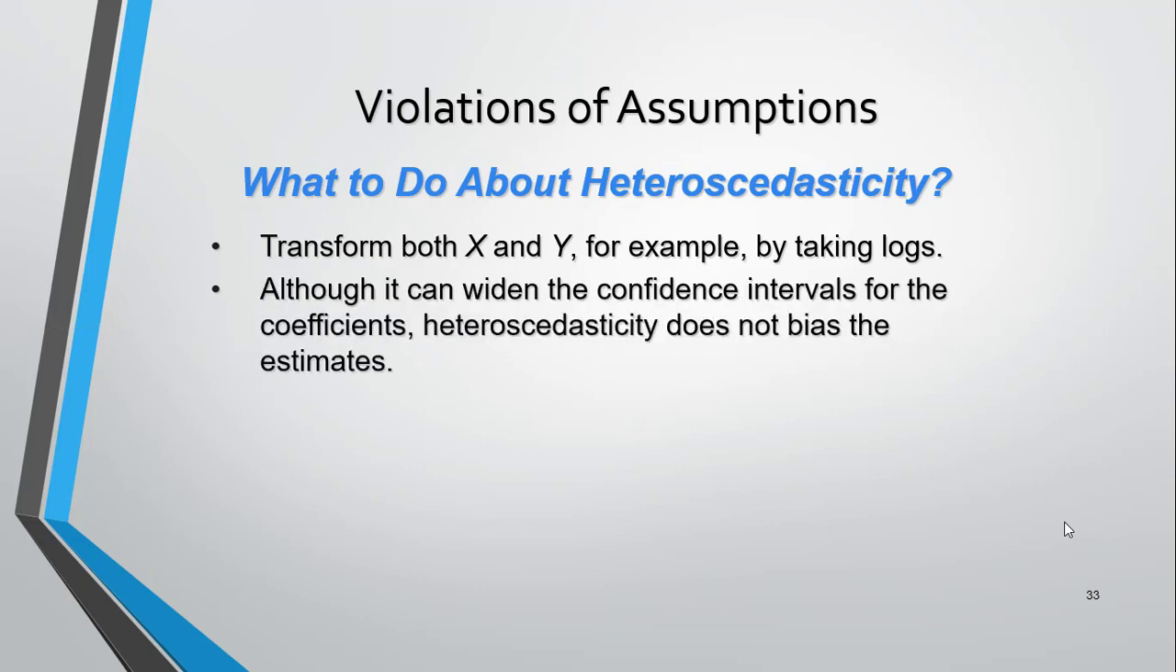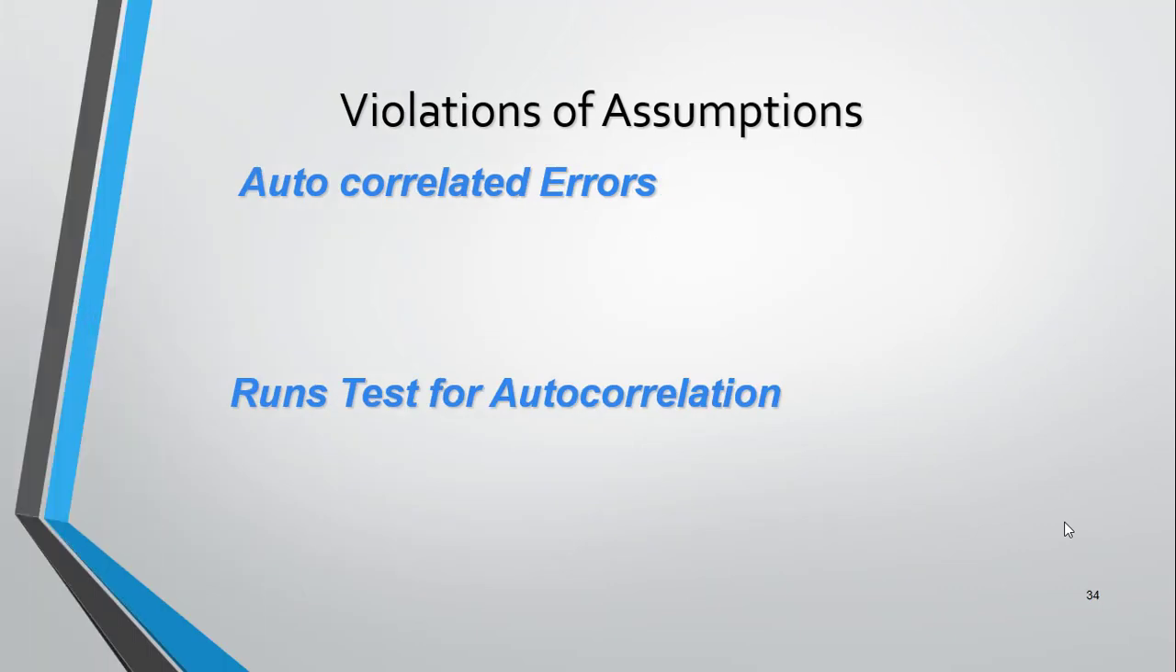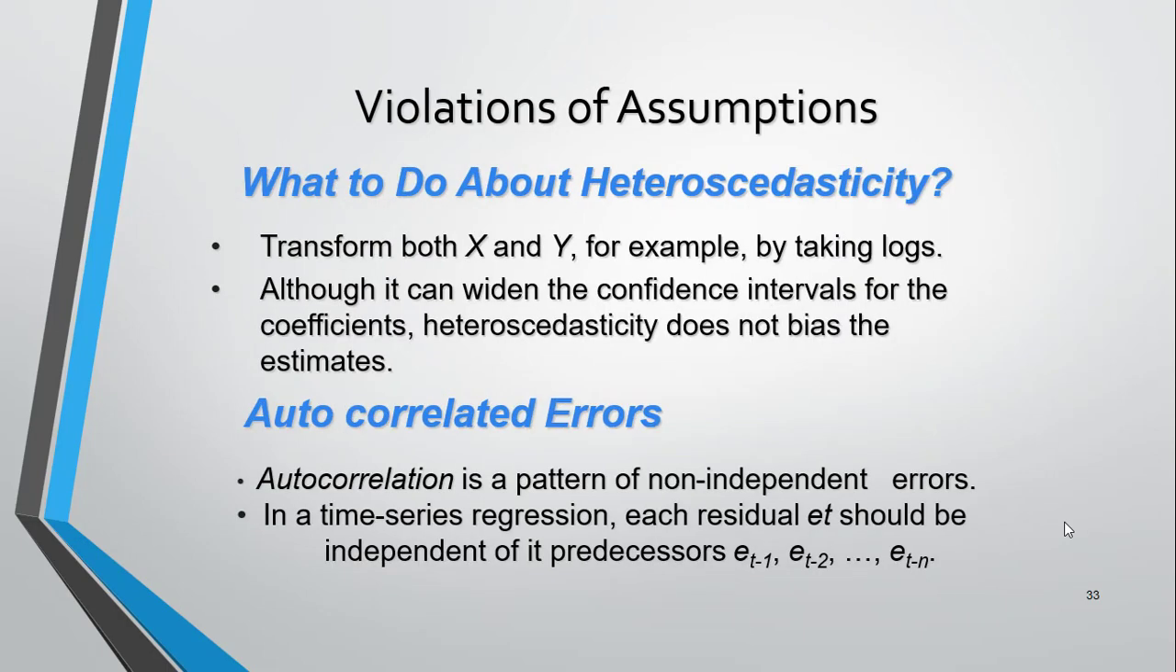You can transform both x and y, for example, by taking log values. Although it can widen the confidence interval for the coefficients, heteroscedasticity does not bias the estimates. About autocorrelation: it is a pattern of non-independent errors. In a time series regression, each residual e_t should be independent of its predecessors.